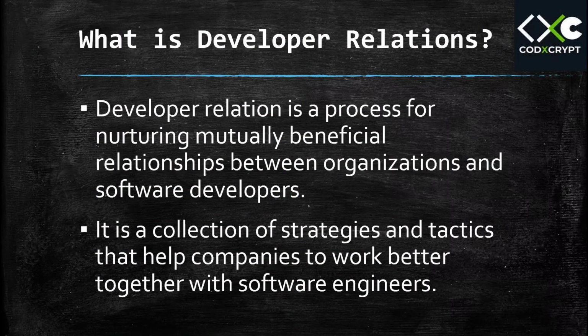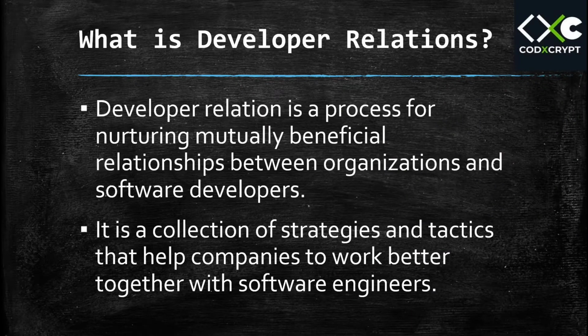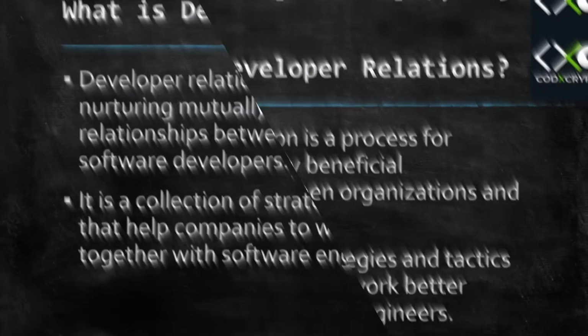So developer relations on the surface is sort of a symbiotic relationship between organizations and software developers, wherein they both help each other out so that overall there is benefit for both sides and they are both nurturing each other. Now, how does this benefit and nurturing happen? It takes place through strategies and tactics which help companies understand what software engineers want, but also help software engineers to incorporate themselves into a corporate environment and work for the betterment of the company which they're a part of.